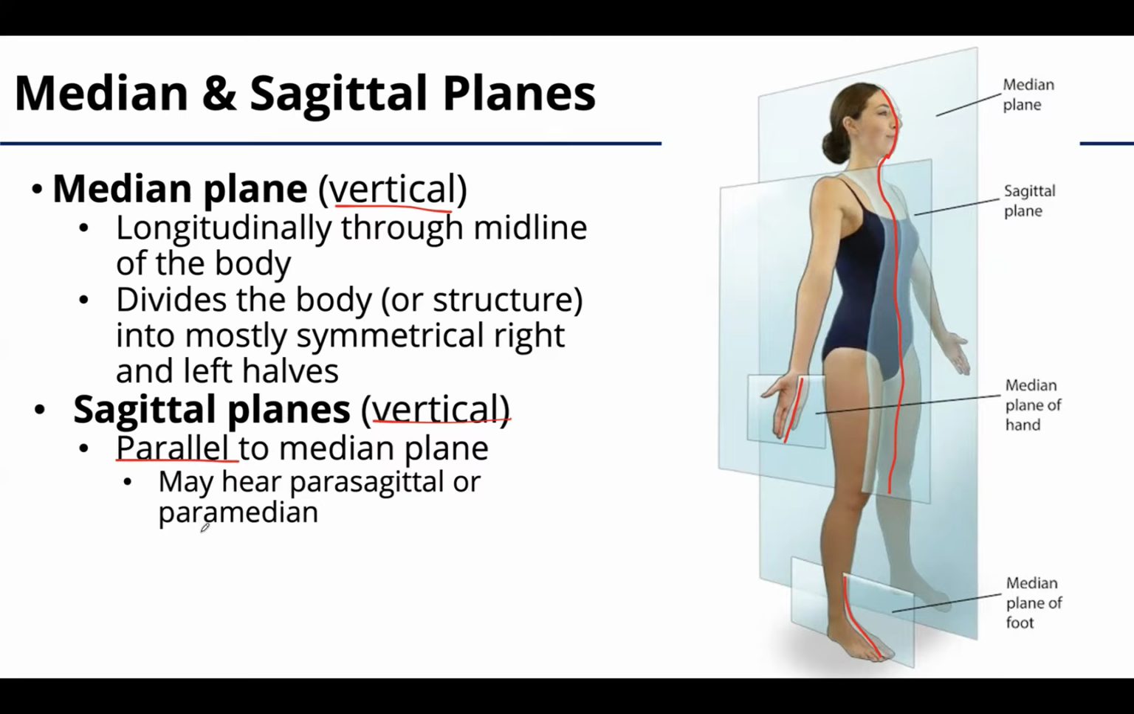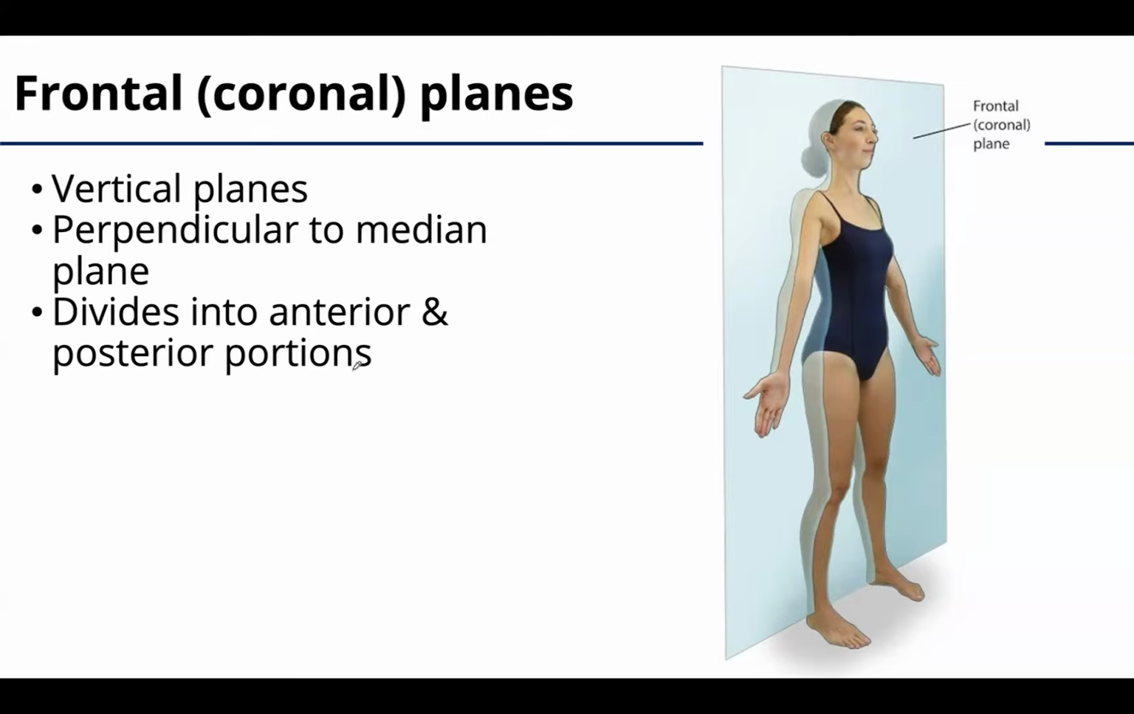Another type of vertical plane are frontal or coronal planes. This type of plane runs perpendicular or at right angles to that median plane. So this plane is going to divide the body into anterior and posterior parts.